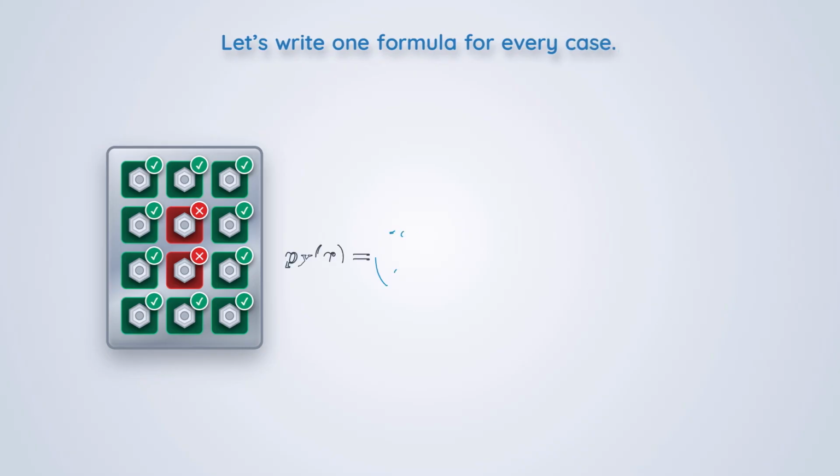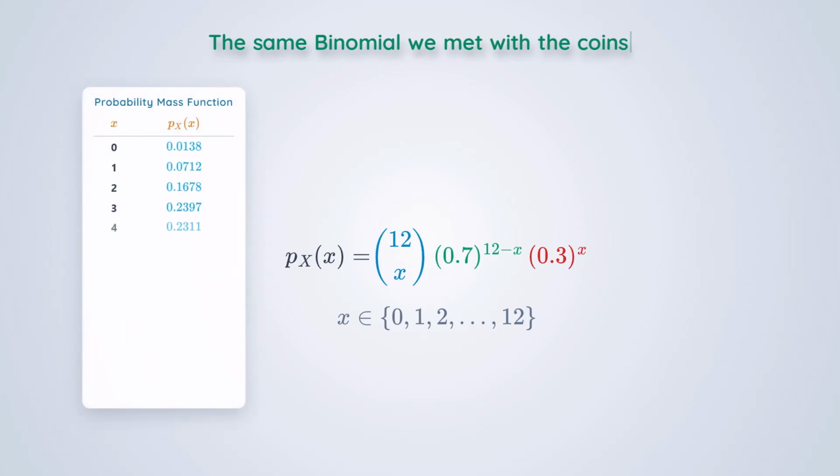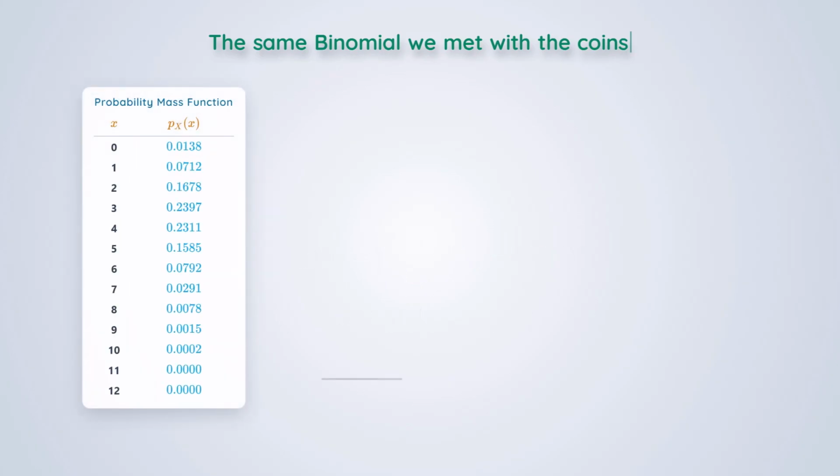P of x equals 12 choose x times 0.7 to the 12 minus x times 0.3 to the x for x anywhere from 0 to 12. And there it is again, the same binomial we met with the 3 coins. An entire film on it soon. Plug in every x and the whole mass function falls out. 13 values. Chart it and you see the shape instantly.